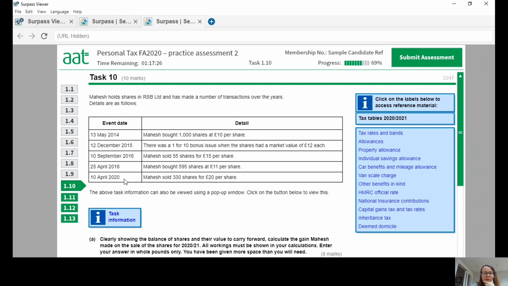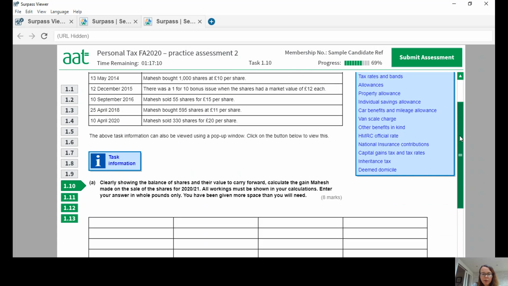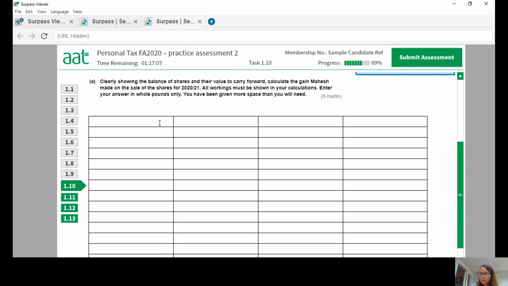So the first thing I'm looking for is, was there any purchase on the same day? Was there any purchase within 30 days? That's obviously match 1 and 2. If there were any, there's not. So therefore, all of these are going to come out of the share pool. So here we have our 4-column grid. Remember, head it up: date, detail, workings, number of shares, and cost in pounds.